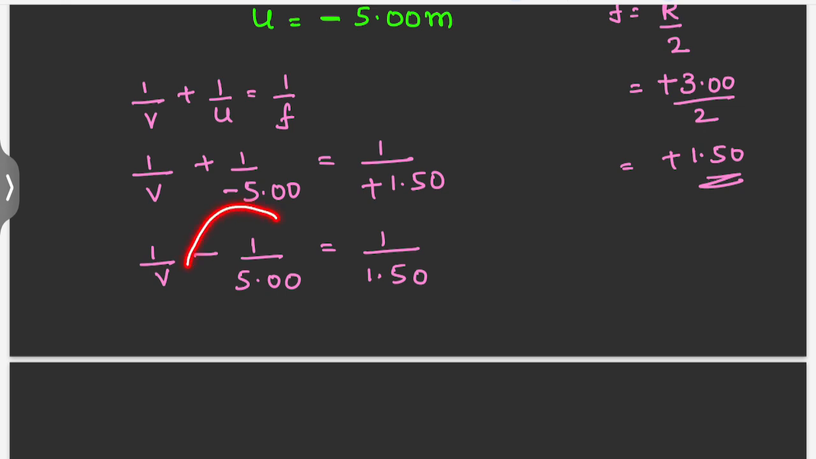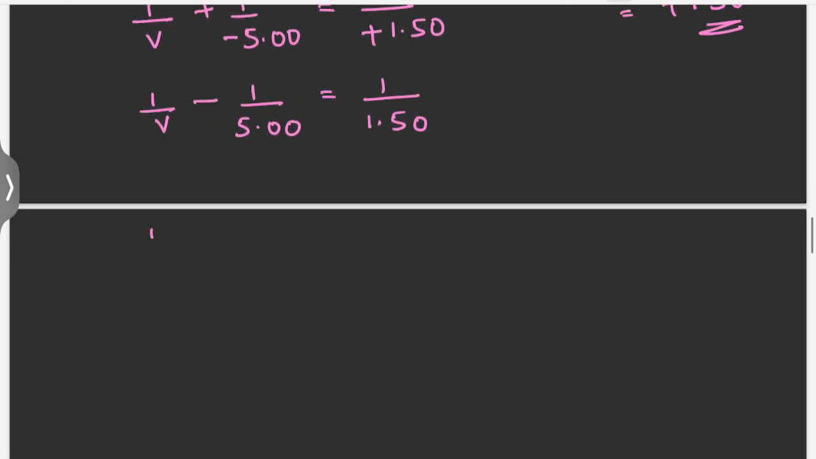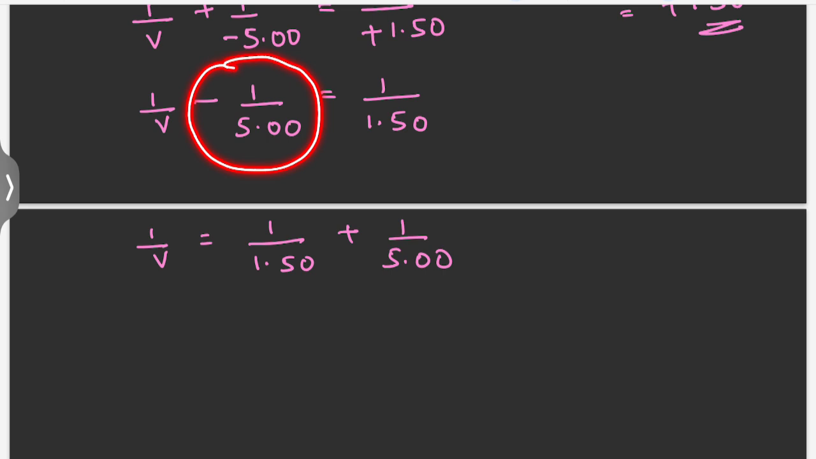In the next step, let us take this to the other side. The minus sign, when you take it to the other side, will become plus. So now you can write 1 by V is equal to 1 by 1.50 plus 1 by 5.00. So what we have done? We have shifted this to the other side. Therefore the minus sign becomes a plus sign here. Now let us simplify this.